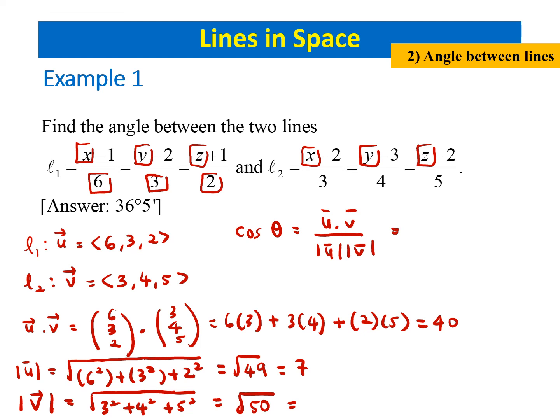So now we just substitute into the formula. So we have 40 over 7 times the square root of 50. So our theta will be equal to 36.09 degrees.